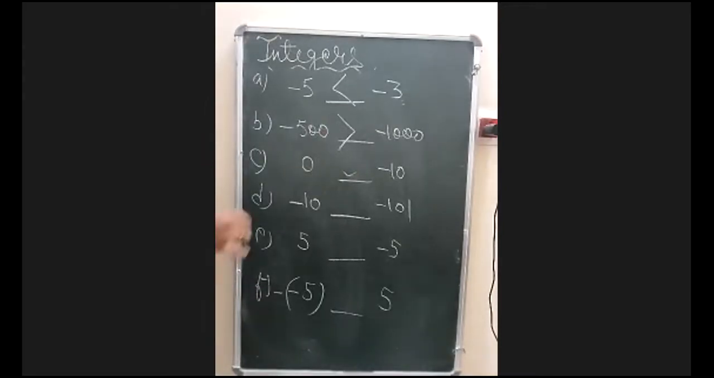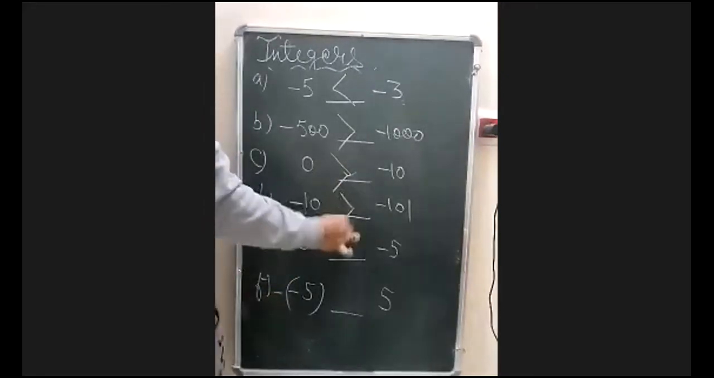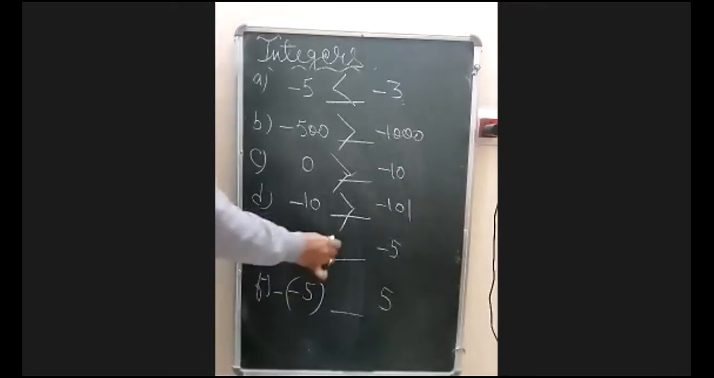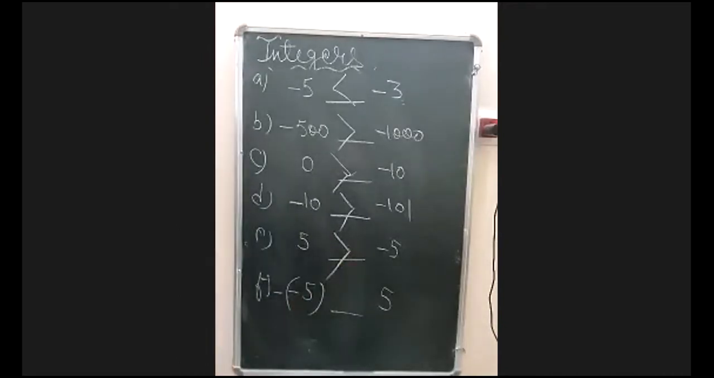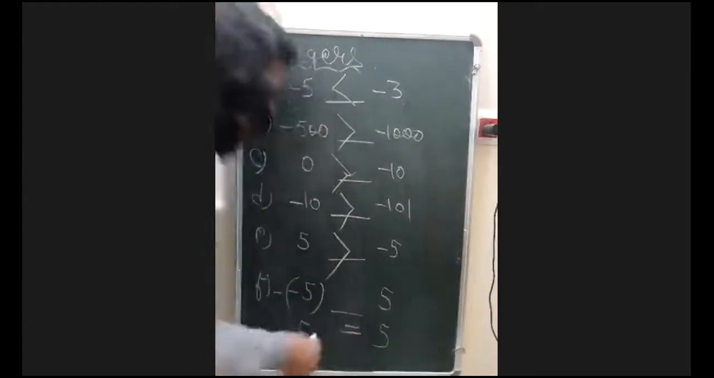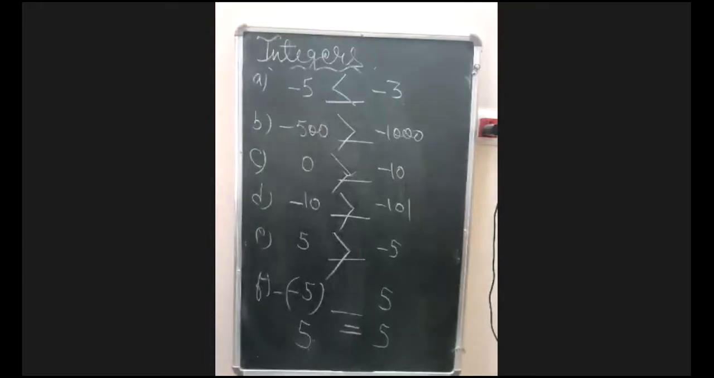Now moving on to 0 and -10, 0 will be greater. Then -10 and -101, -10 will be greater here. Then 5 and -5, 5 will be greater. And last, -5 gives you 5, and this is 5, so the sign equal to will go in between them. Now, please write in the chat box whose answers are all correct.